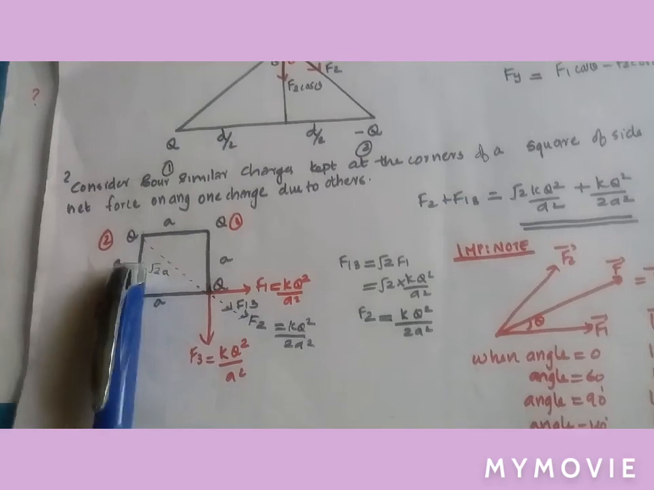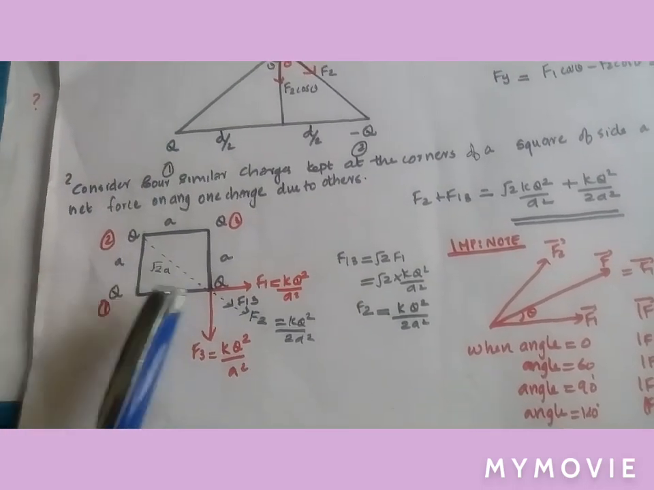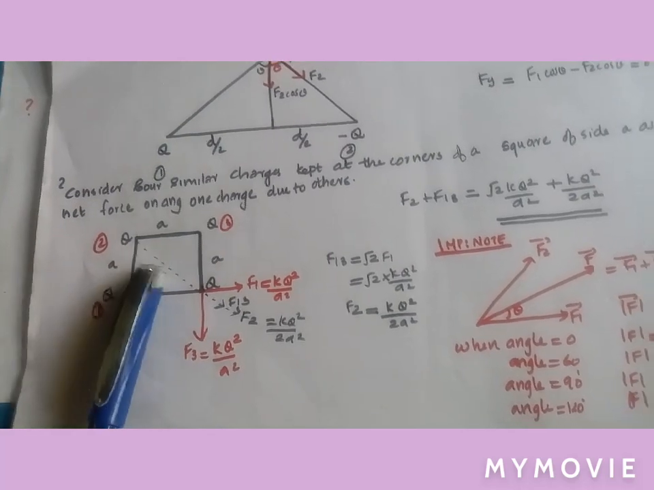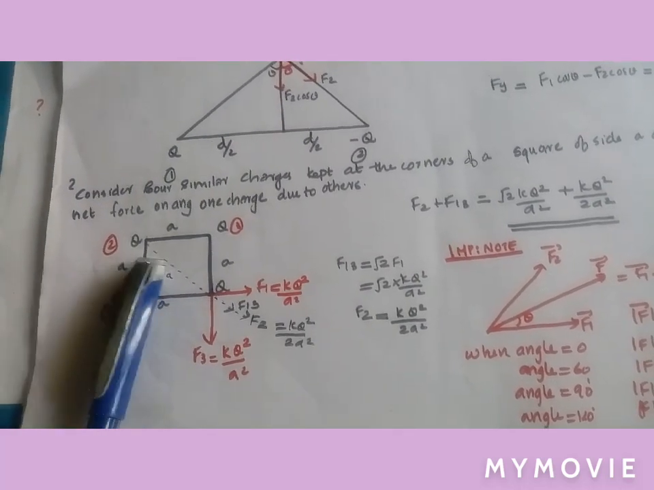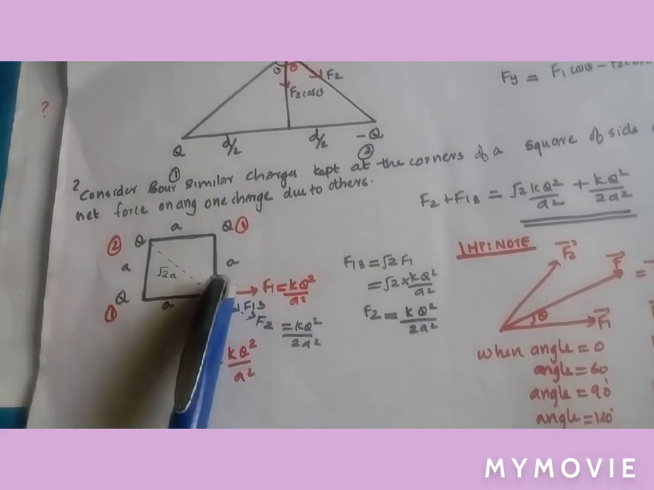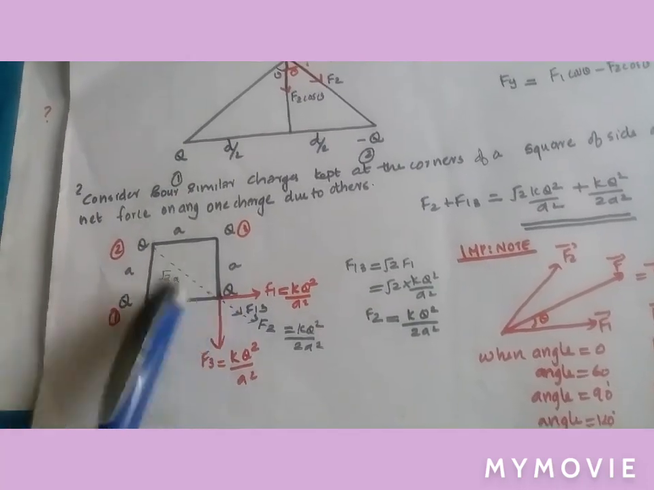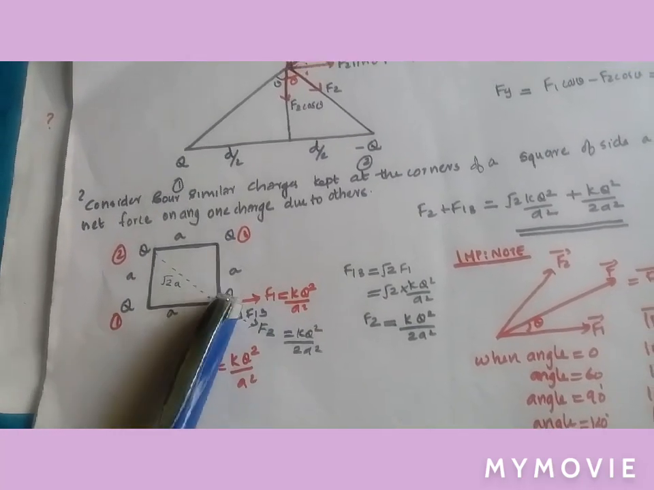And due to the second charge, there is a force, that is F2. What is the distance between them? It is found by the Pythagoras theorem: a square plus a square, that is the hypotenuse square, that is 2a square, so the side is root 2 a. From that F2 is equal to kQ square by 2a square. So we have three forces at the point. What is the resultant of these? That is the force on this charge.